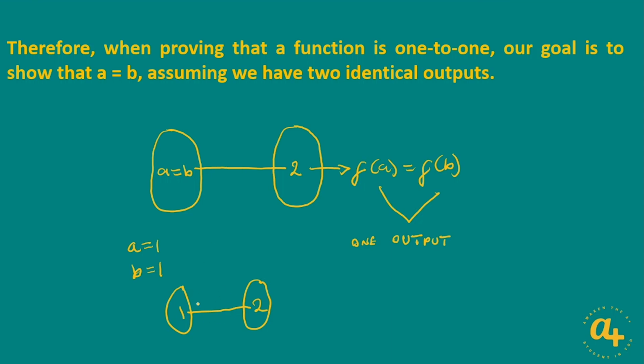So this arrow diagram at the bottom is the same as the arrow diagram here at the top. And this is why it's important for us to show that A is equal to B when proving that a function producing two identical outputs is one-to-one.